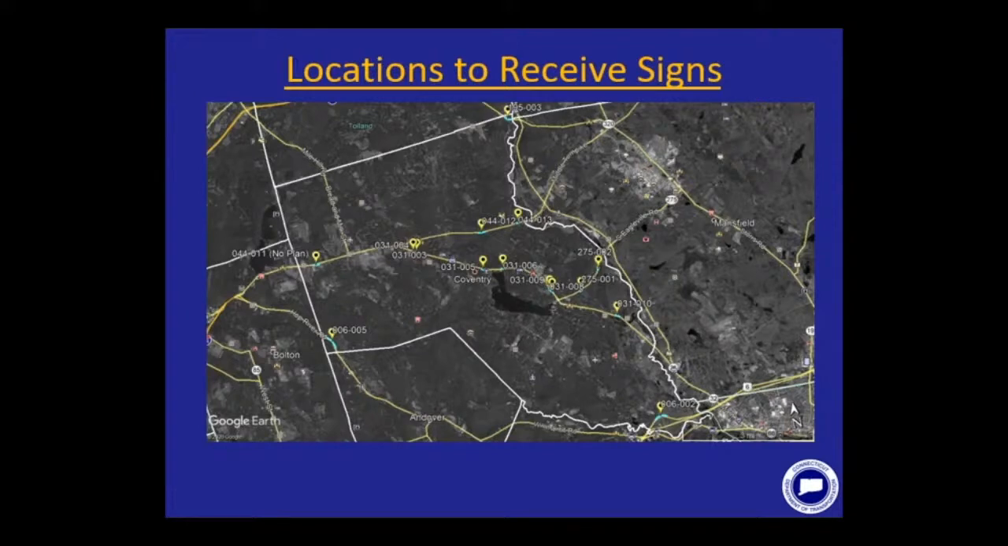So overall, during the construction of this project, we'll be installing 48 signs and 28 retroreflective strips, and then we'll be removing a total of 39 signs and 11 retroreflective strips across these 15 curves.